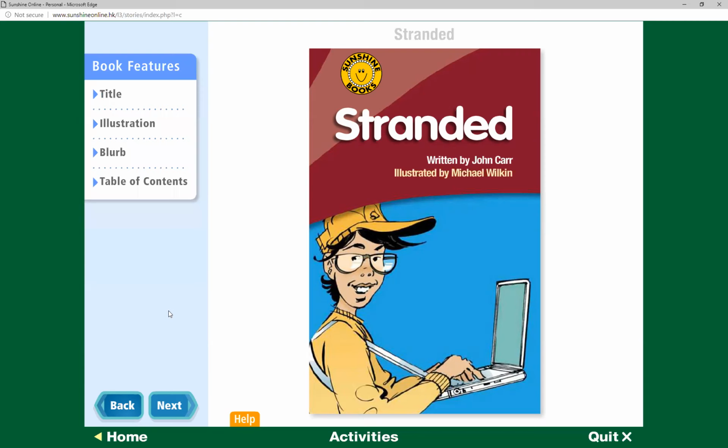Can you predict what this book is about? Click on a book feature to find out. Title. The title tells you something about the story. Can you predict what the story is about by reading the title?